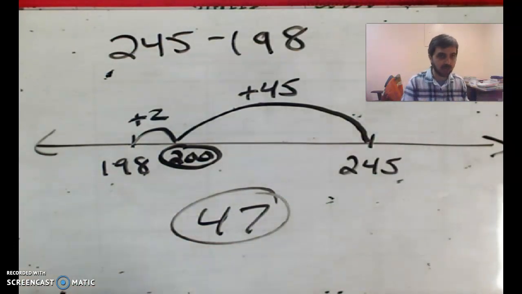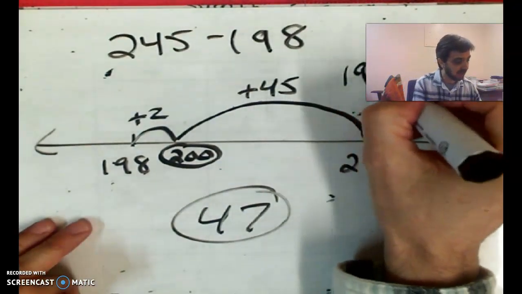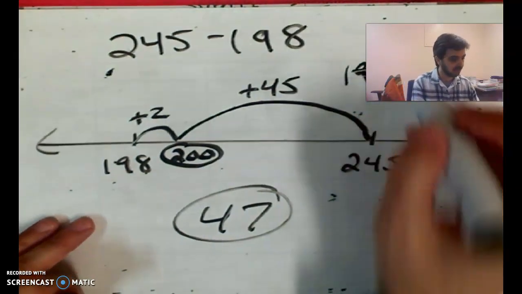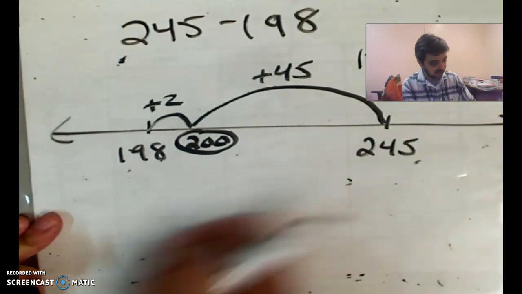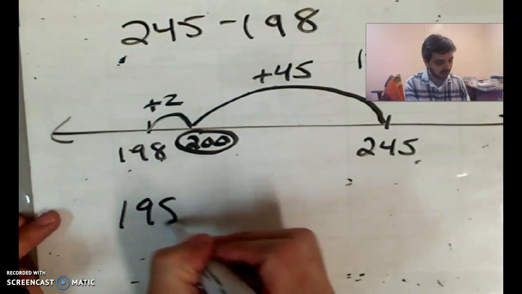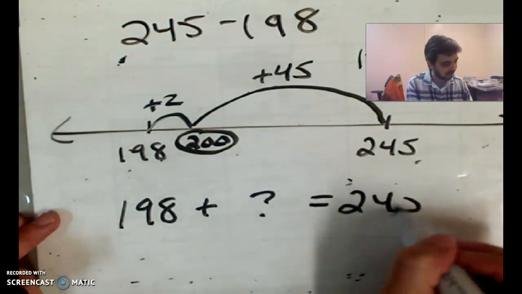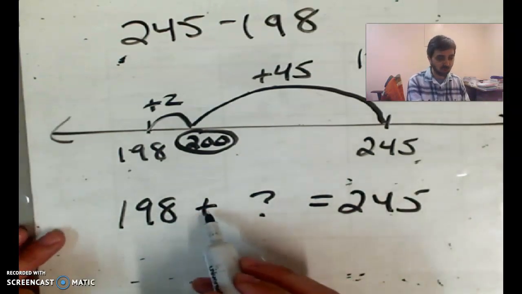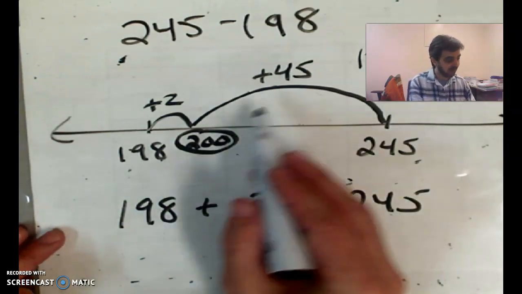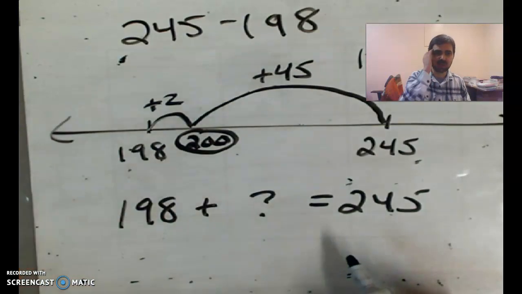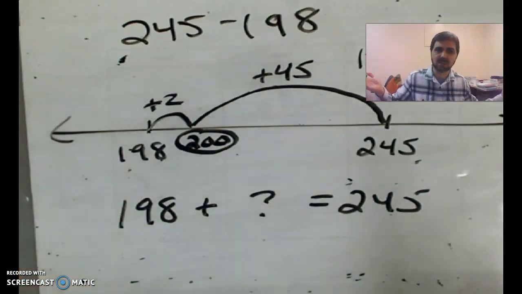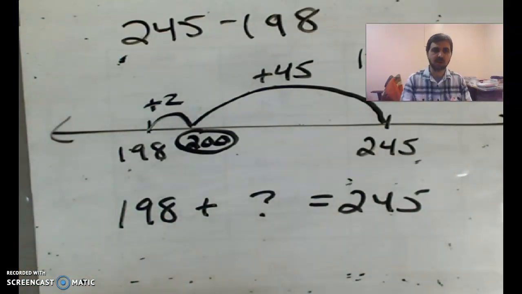You might start, right? Start at 198. Sorry, I'm doing that in the middle of my face here. You might think in your head, I'm going to start at 198. I'm going to add something to get to 245. Well, if I jump up 2, I get to 200. 45 more gets me to 245. I can do that in my head. That's 47. Okay?